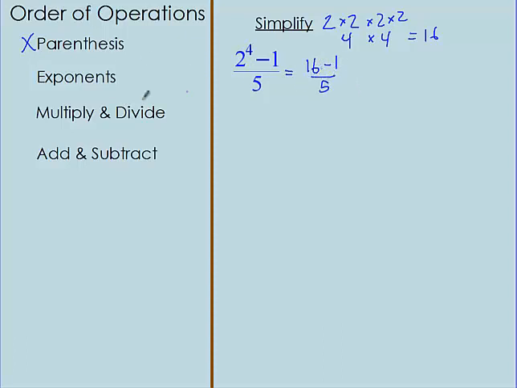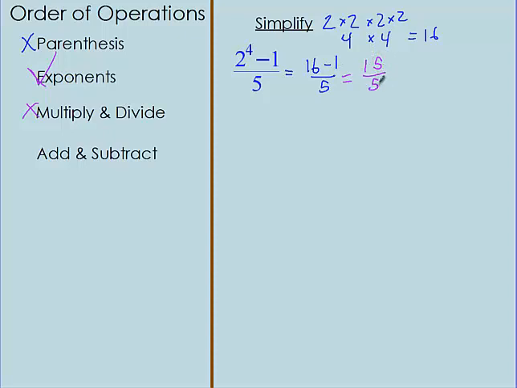Now, second step, well, we have no exponents. Well, we did the exponents. Multiply and divide on the top? No, we don't have those. But we do have an add subtract. We have a subtract. 16 minus 1 is 15. So 15 divided by 5.